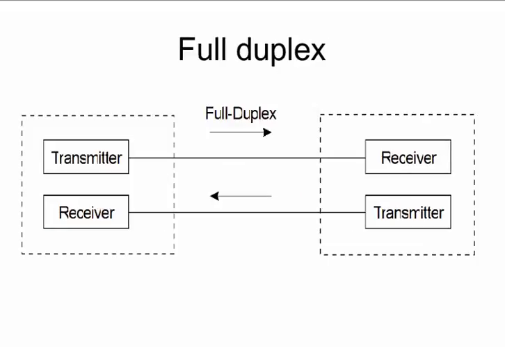And then the other one is full duplex. Well, with full duplex, you need two channels, and some applications need it, but it's not very common in industrial data comms. Normally, half duplex is fine.